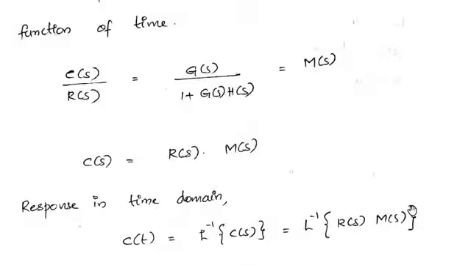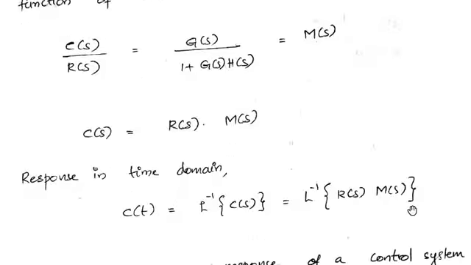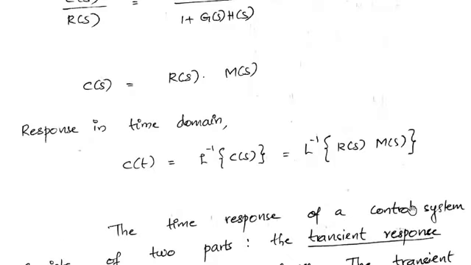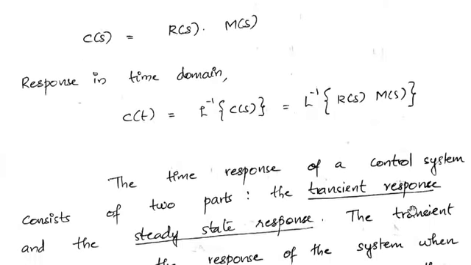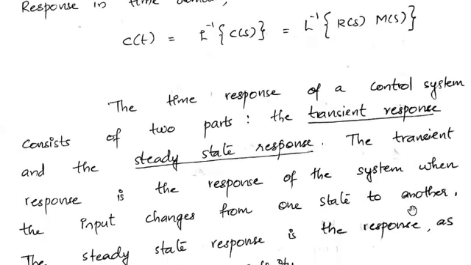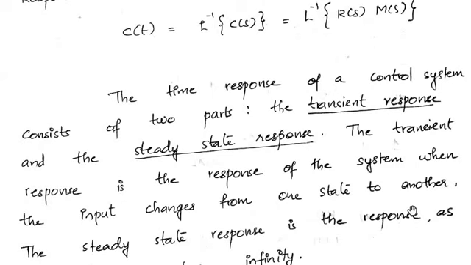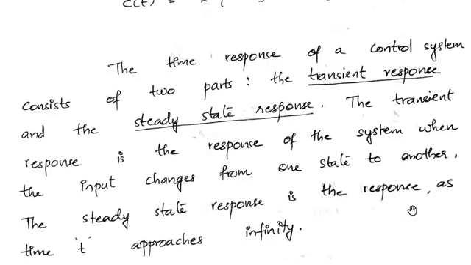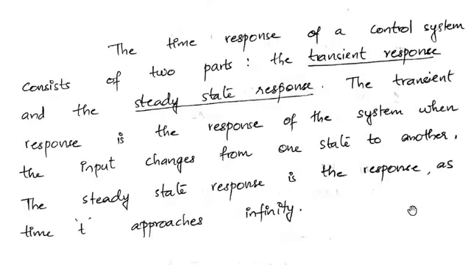And actually this time response has two parts. They are the transient response and the steady state response. So our time response of a system has two parts: the transient response and the steady state response. The transient response is actually the response of the system when the input changes from one state to another, whereas the steady state response is the response as the time t approaches infinity. Okay.